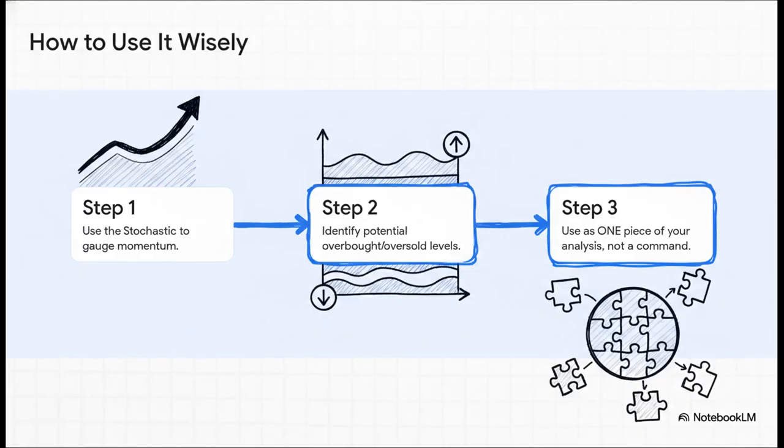So what's the right way to use it? Well, it's really a three-step thought process. Step 1, use it to gauge the current momentum. Step 2, identify when that momentum is hitting extreme levels. And step 3, this is the most important one, use this signal and confirm it with other information. Ask yourself, does this line up with the bigger market trend? What are the actual price patterns telling me? You've got to use it as one clue in a larger investigation, not as the final word.